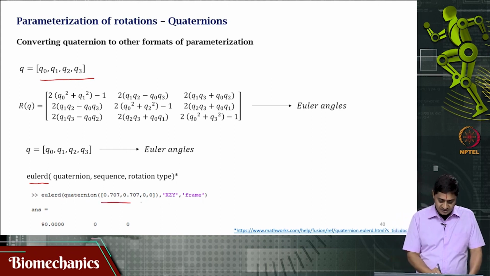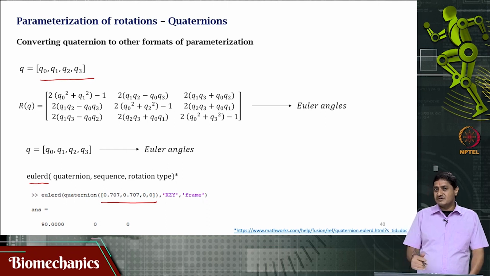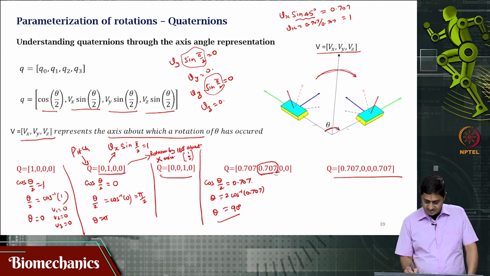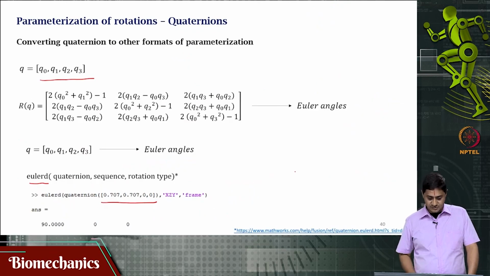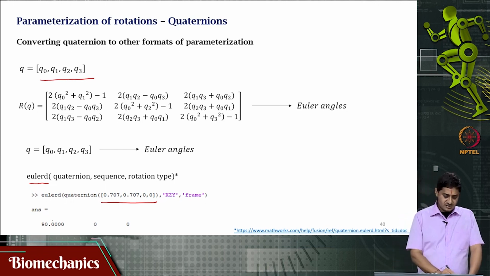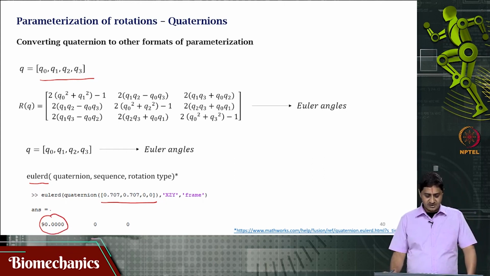Suppose this was the quaternion. Remember, this is the problem that we solved in the previous slide. That is what we solved here, 0.707, 0.707, right? I am converting that to Euler using the Euler d formula, and I will get the angle of rotation as 90 degrees, as we found previously.